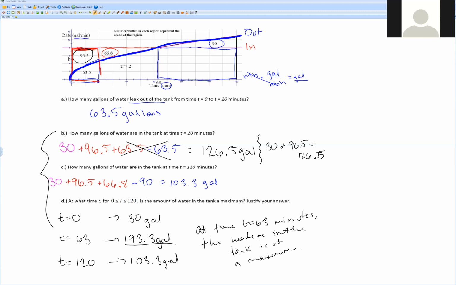So for t equals 63, when you're finding that, it's everything behind the 63, so that's why you just added the 90? Yeah, because you'd be saying you started off with 30, added 96.5, added 66.8, and we're only caring about what's happening up to 63. So you don't factor in the 90. Oh, okay. Does that make sense? Yeah. All right. Anything else?